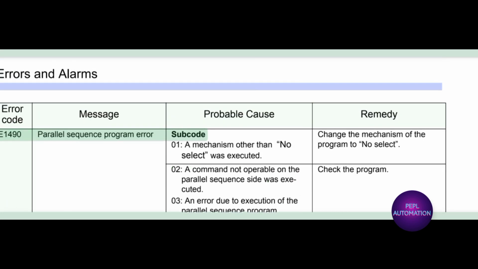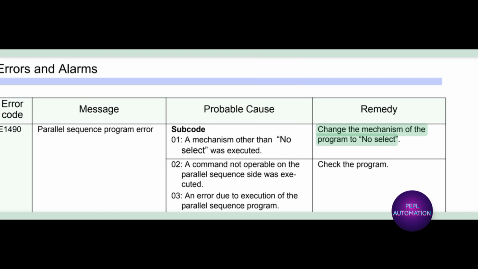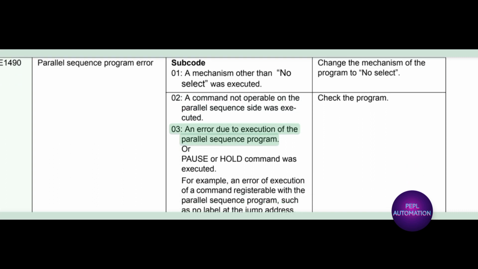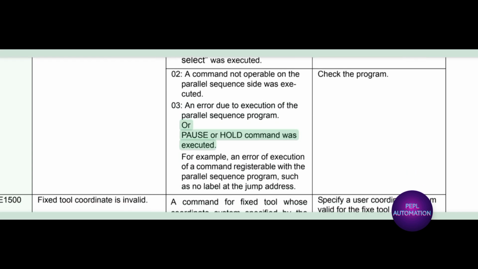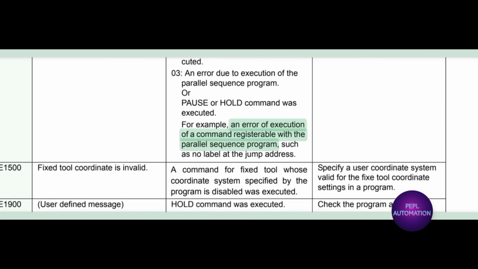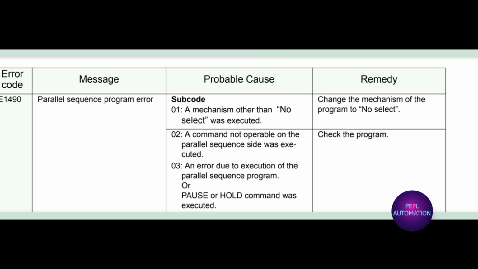E1490 Parallel sequence program error. Subcode 01: A mechanism other than no select was executed. Change the mechanism of the program to no select. 02: A command not operable on the parallel sequence side was executed. 03: An error due to execution of the parallel sequence program, or a pause or hold command was executed. For example, an error of execution of a command registerable with the parallel sequence program, such as no label of the jump address. Check the program.